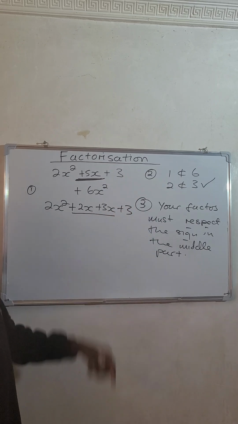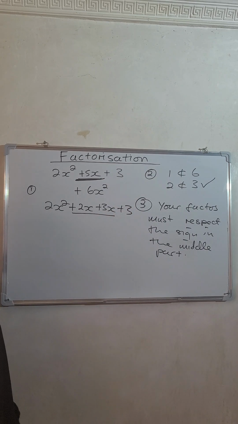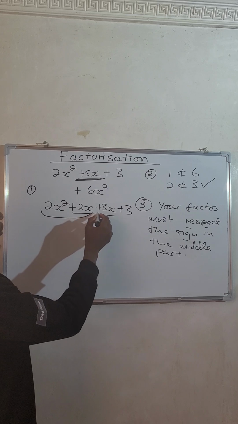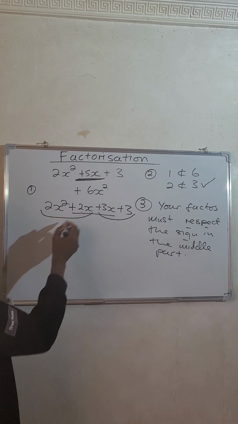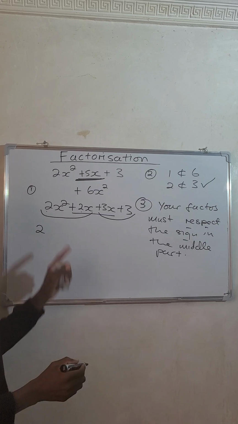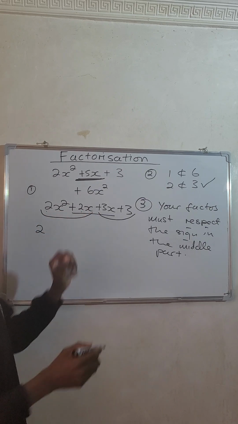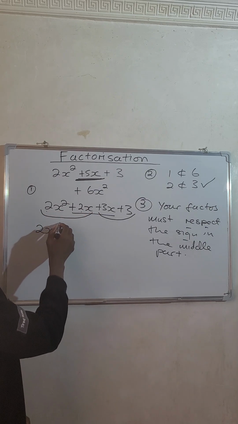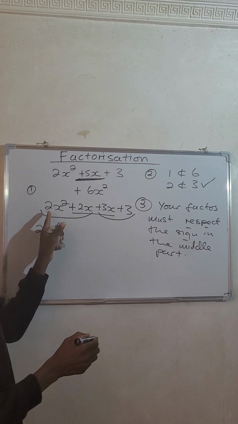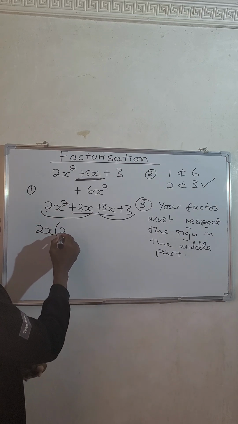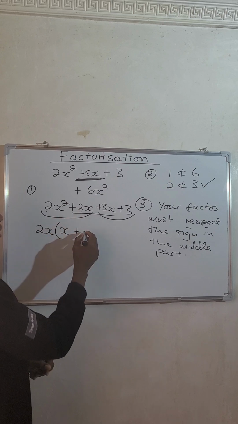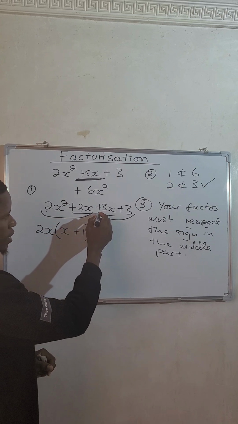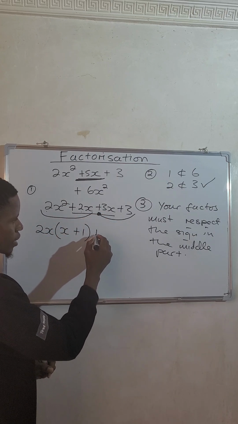Then after this step, we factorize in groups. This is our first group and this is our second group. As you can see, 2 is common here, so you factor out 2. Here we have x squared and we have x, so you factor out x. If you factor out 2x here, you are going to get x only, plus, if you factor out 2x, you are going to get 1. Then this sign, you write it as it is.